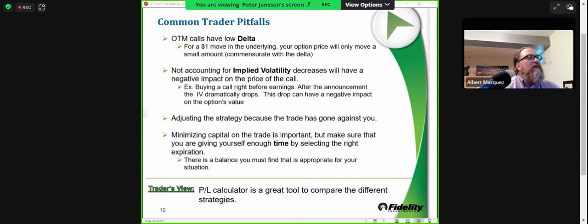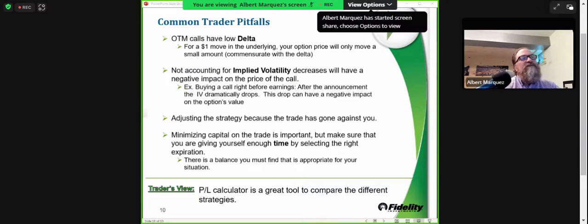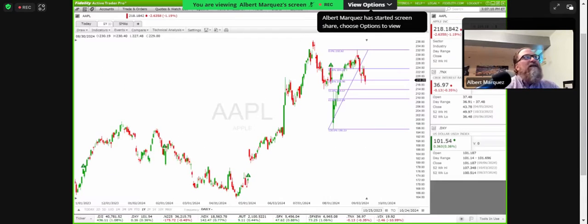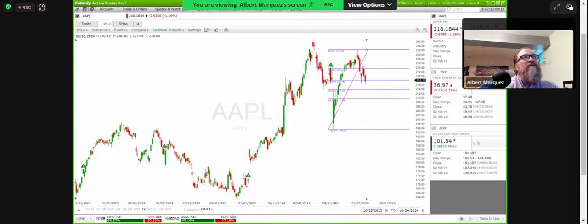I was starting to look at here. So I'm going to go to Active Trader Pro, and I'm going to use Apple just because I know it's in the news today, and I'm sure people are familiar with Apple. By no means am I recommending Apple. I'm just saying let's take a look at Apple for a good demonstration.